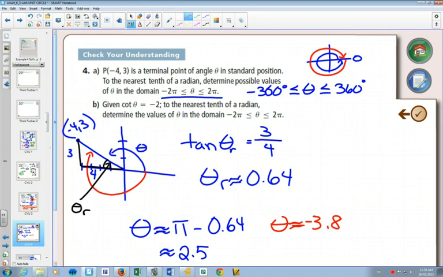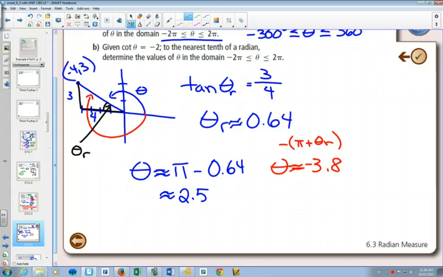So the ideas are identical. Again, what did I do? I just took pi plus my reference angle and made it negative to figure that out. We did questions like part B as well with reciprocals and degrees, so now we can do them in radians.